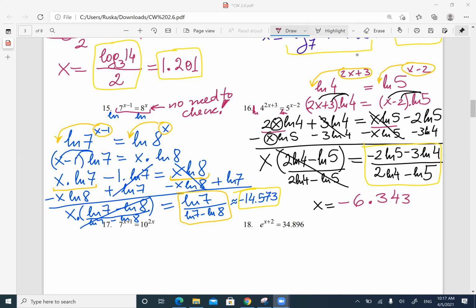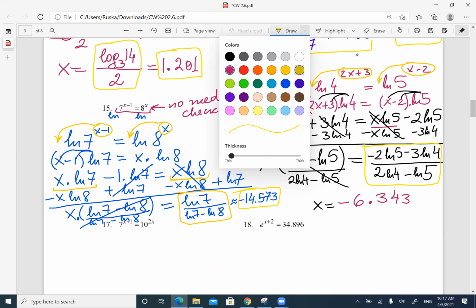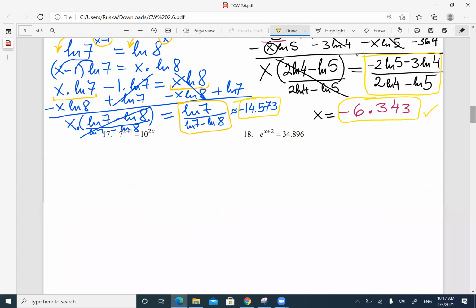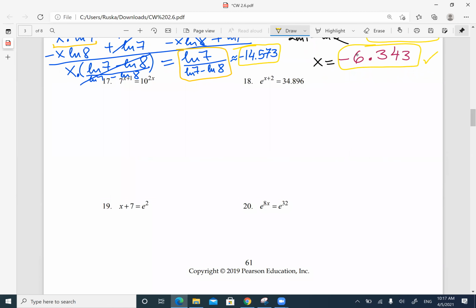So now, looking at my equation and looking at my answer, negative 6 point something. Is that possible? Is that okay? Do we need to check or not? No, there's no log. Yes, good job. There is no log in the original, so no need to check. That's my answer. Okay? Got it? Okay, so we're going to have a few more to do the same way.